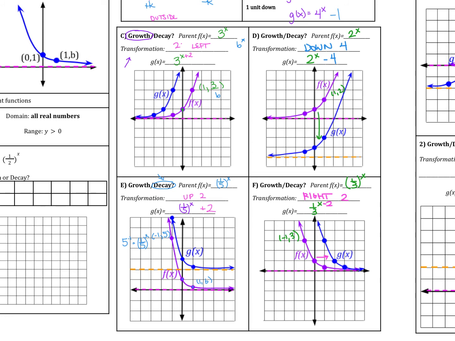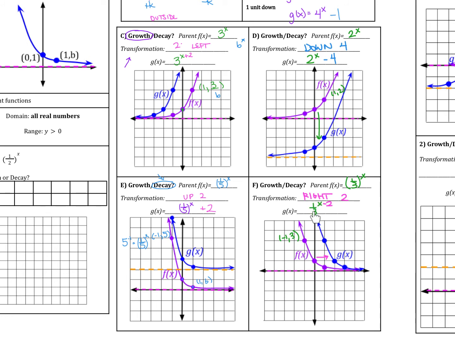Then we notice how is it shifted. It moves down 1, 2, 3, 4. So it's down 4. You kind of take a look at the asymptotes as well. That kind of helps you. The asymptote also moved down 4. So notice it shifts with our graph. And so if you write it, it's 2 to the x minus 4 on the outside.